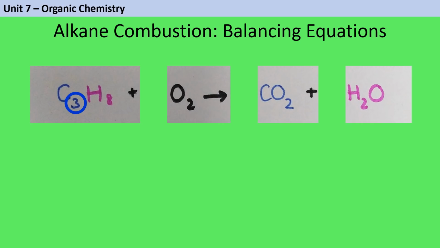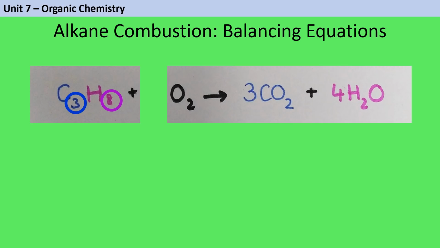So I'm going to take this 3 from the propane and put it as a coefficient in front of the carbon dioxide. Now I'm going to look at the hydrogens. In this propane molecule, I have 8 hydrogen atoms. And I'm going to make water molecules which each contain 2 hydrogen atoms. So I actually need to take that 8 and halve it. So I'm going to put a 4 in front of the water.